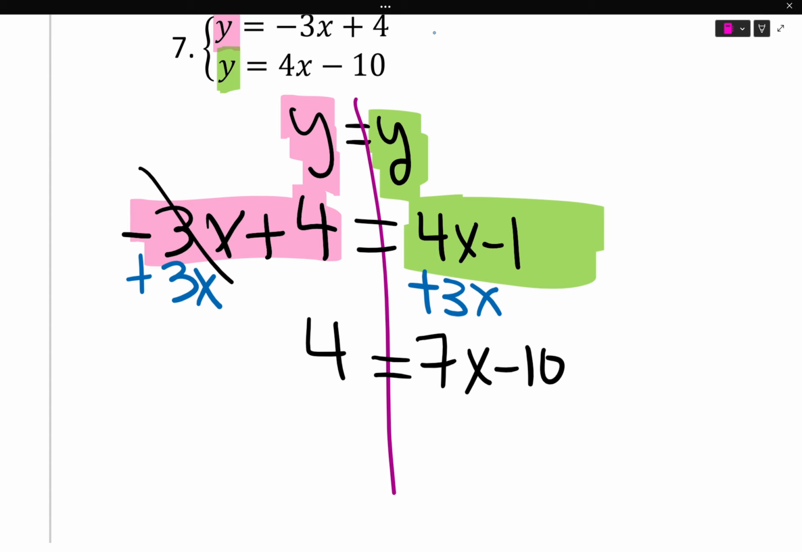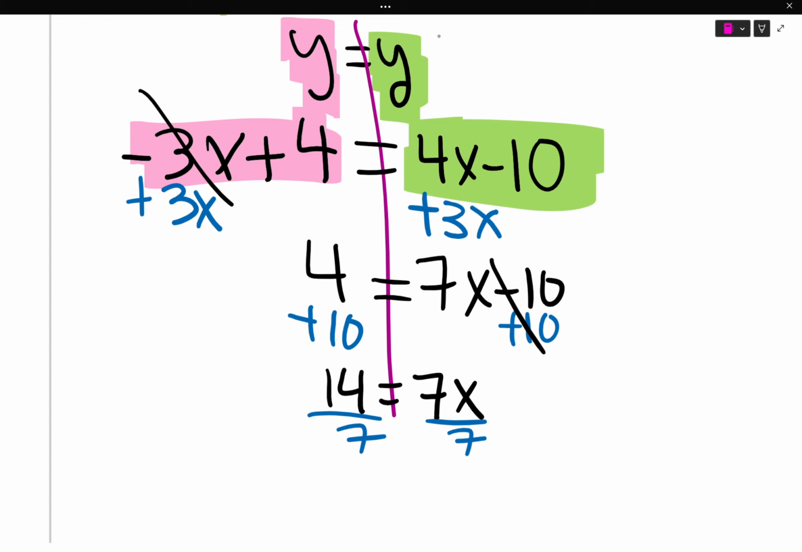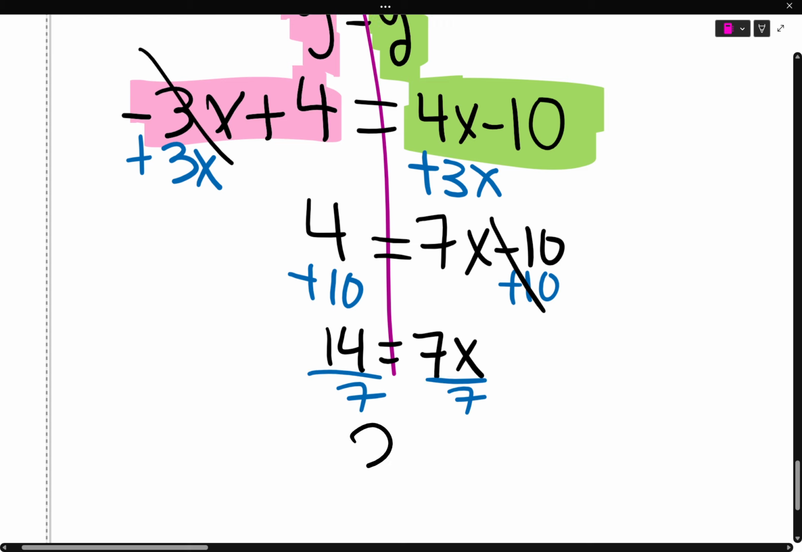Then I'm going to add 10 to both sides. I've got 14 equals 7x. And then we'll finish up by dividing both sides by 7. x equals 2. Fantastic. We found x.